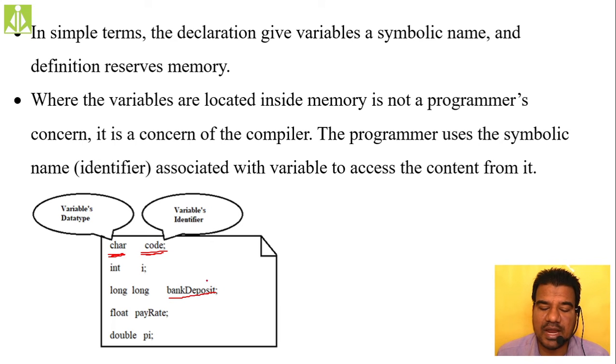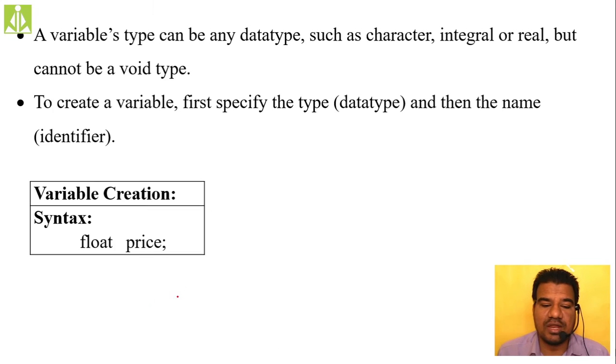Bank deposit is my identifier and long is my type. Pay rate is my identifier, float is my type. Pi is my identifier, double is my type. So likewise, a variable type can be any data type. Depending on your requirement, you can take any data type to specify the type of your variable. It can be a character, it can be an integer, it can be a real, it can be anything.